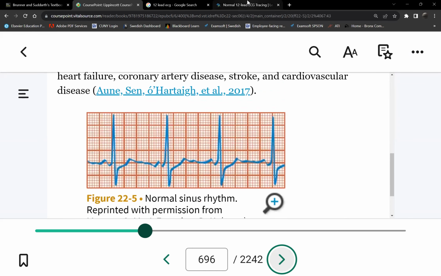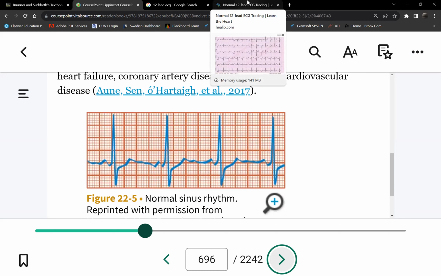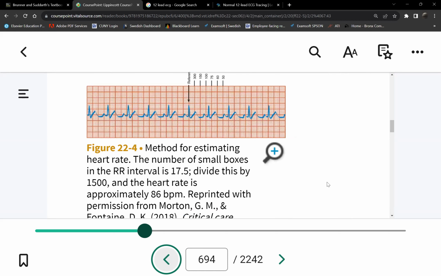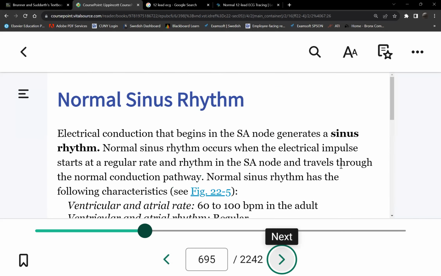So on the test question, can I use this rhythm strip? Yes, because I said I use one that is in your textbook, correct? What about the one on the previous page? Is this normal sinus rhythm? Yes, this is also normal sinus rhythm. Get it? All right.